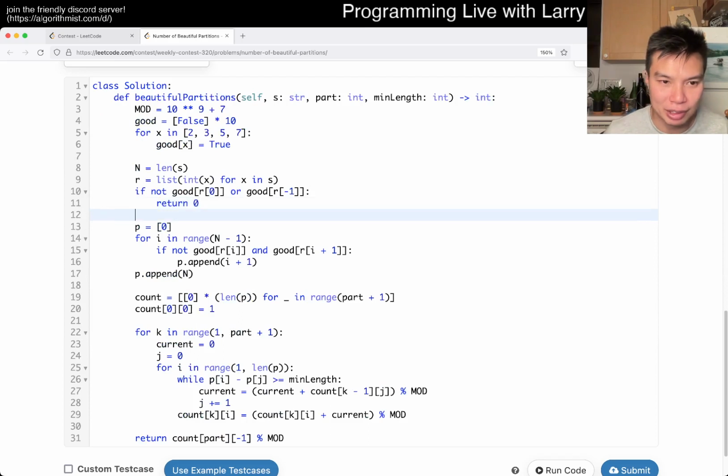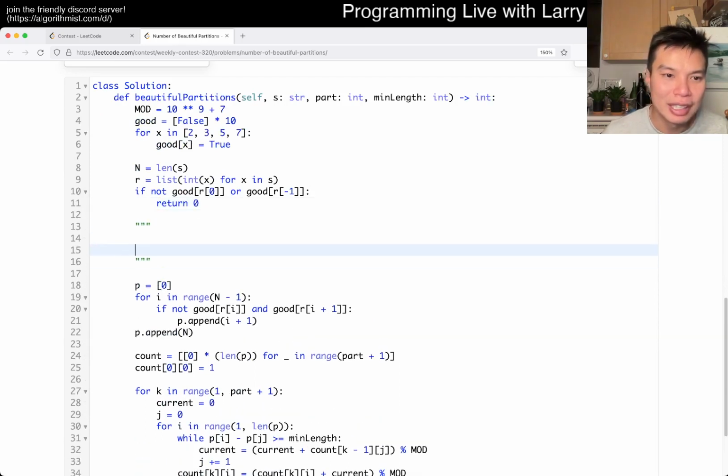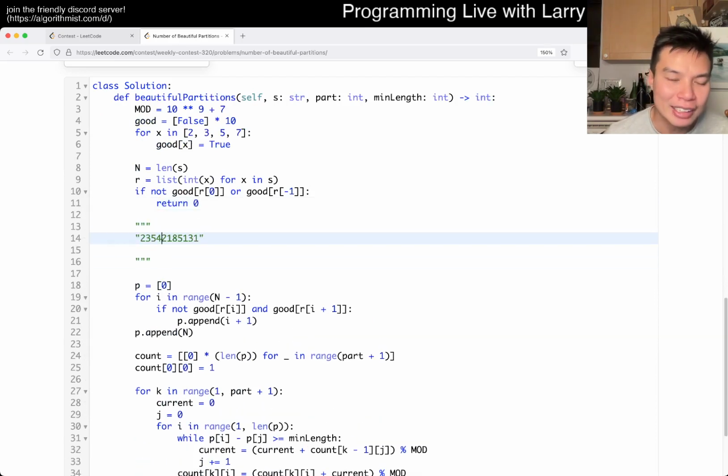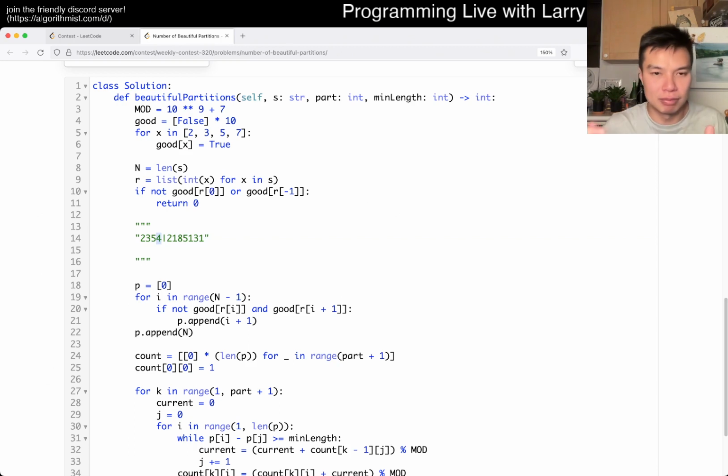Let's just say we have this one. By definition, if you create a partition, that means that the first number has to be a prime and the last number has to be not prime, right? Because that's just how this problem is set up. So basically here, what I did is that I set up places that I can potentially have the partition, meaning that if this is not a prime and the number next to it is a prime, then I add a possible place of partition.